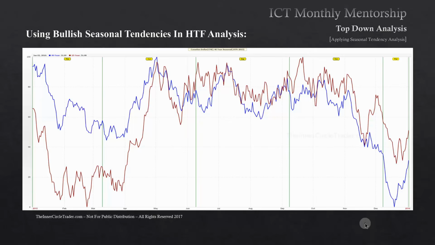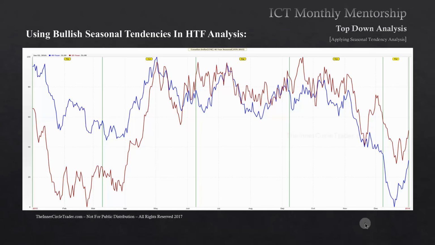One of the things that I like about seasonal tendencies is it gave a characteristic to price that proved to me that there is a rhyme and reason behind everything that goes on. If there's something that's measured, and again, this is 40 years worth of data in the blue line. The red line is a 15-year average. So you can see between looking at 40 years worth of data and 15 years worth of data, there's very little discrepancy in terms of what the overall strong seasonal tendencies are for this particular currency.